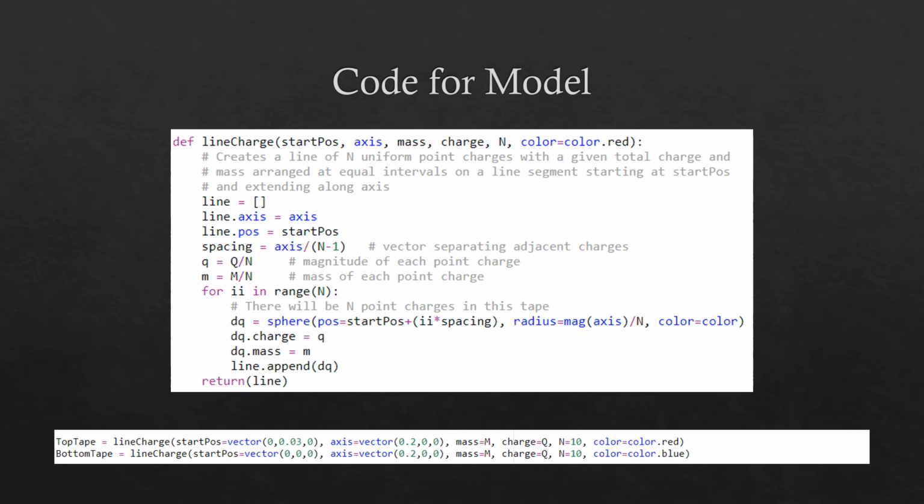I'd like to highlight a couple components of the code that I used for this model. The first picture shows the function line charge, which creates a line of n uniform point charges with a given total charge and mass arranged at equal intervals on a line segment starting at the start position and extending along the given axis. The picture below shows how I created the top tape, which was the red circles, and the bottom tape, which was the blue circles, with their associated inputs.